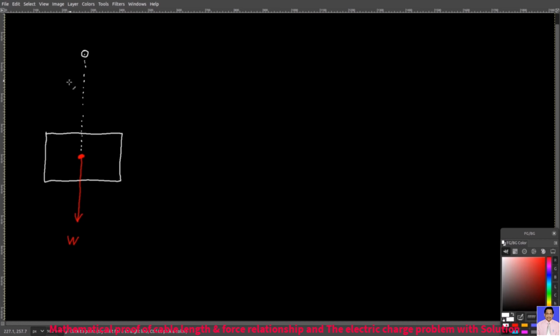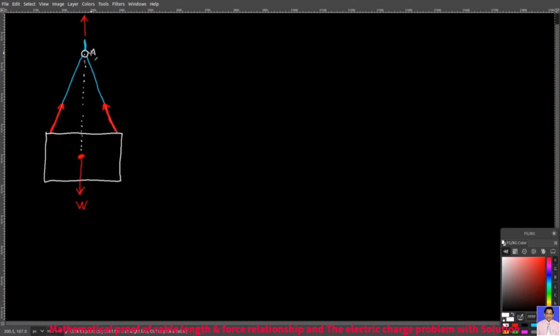So I have a block here and it experiences the force of gravity that points down. This block is held in place by these two cables. Of course, the force of gravity that you have here has a magnitude equal to the force that you have here. However, we are interested in this force here and this force here.